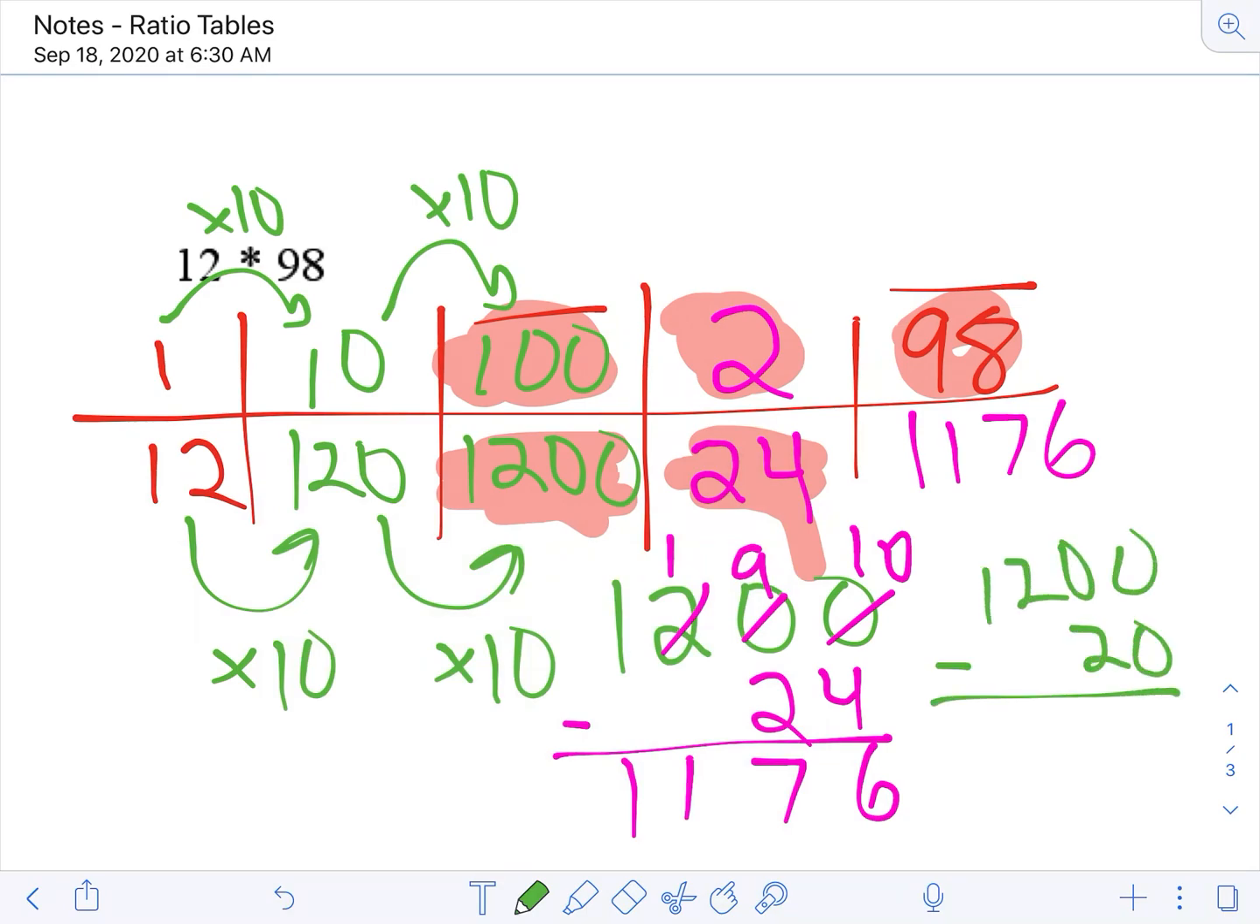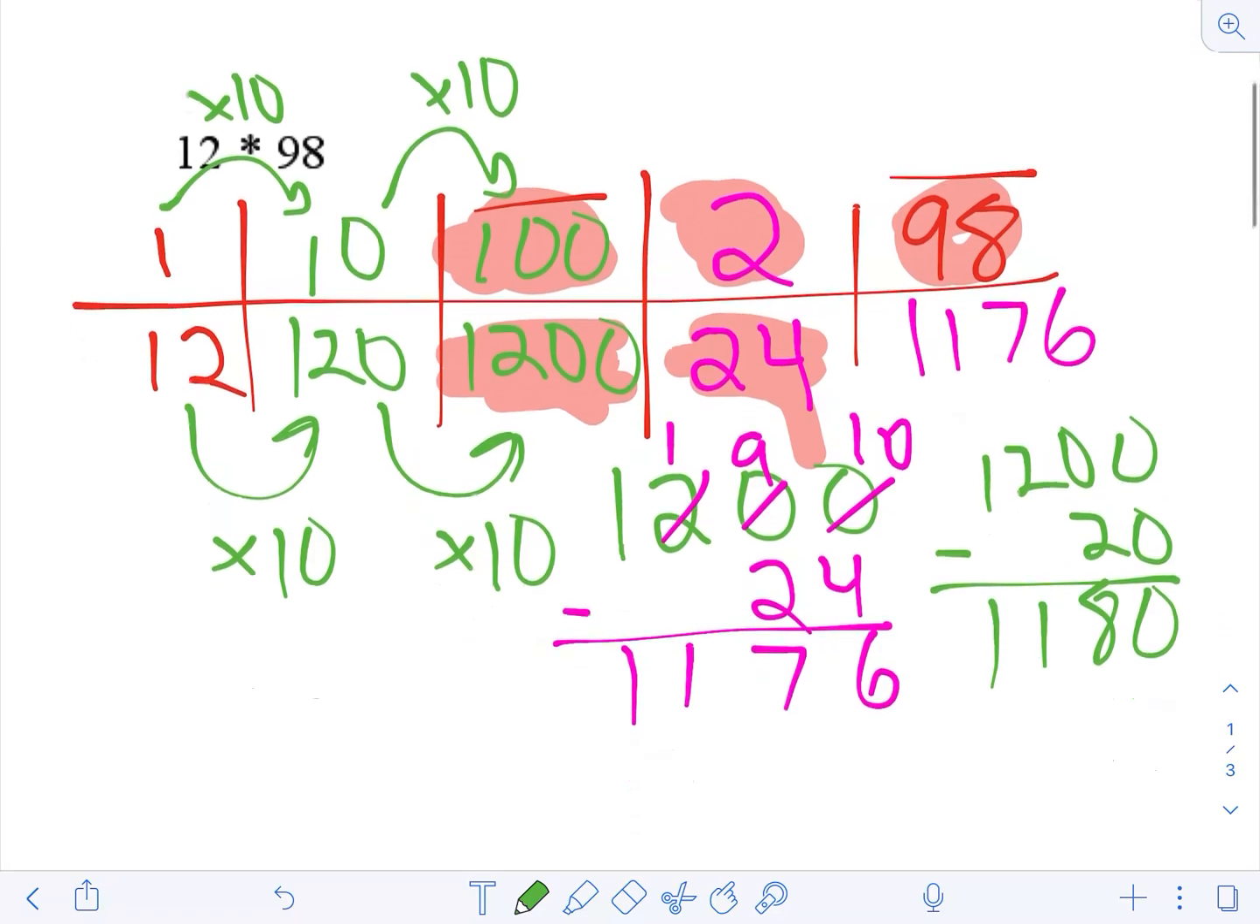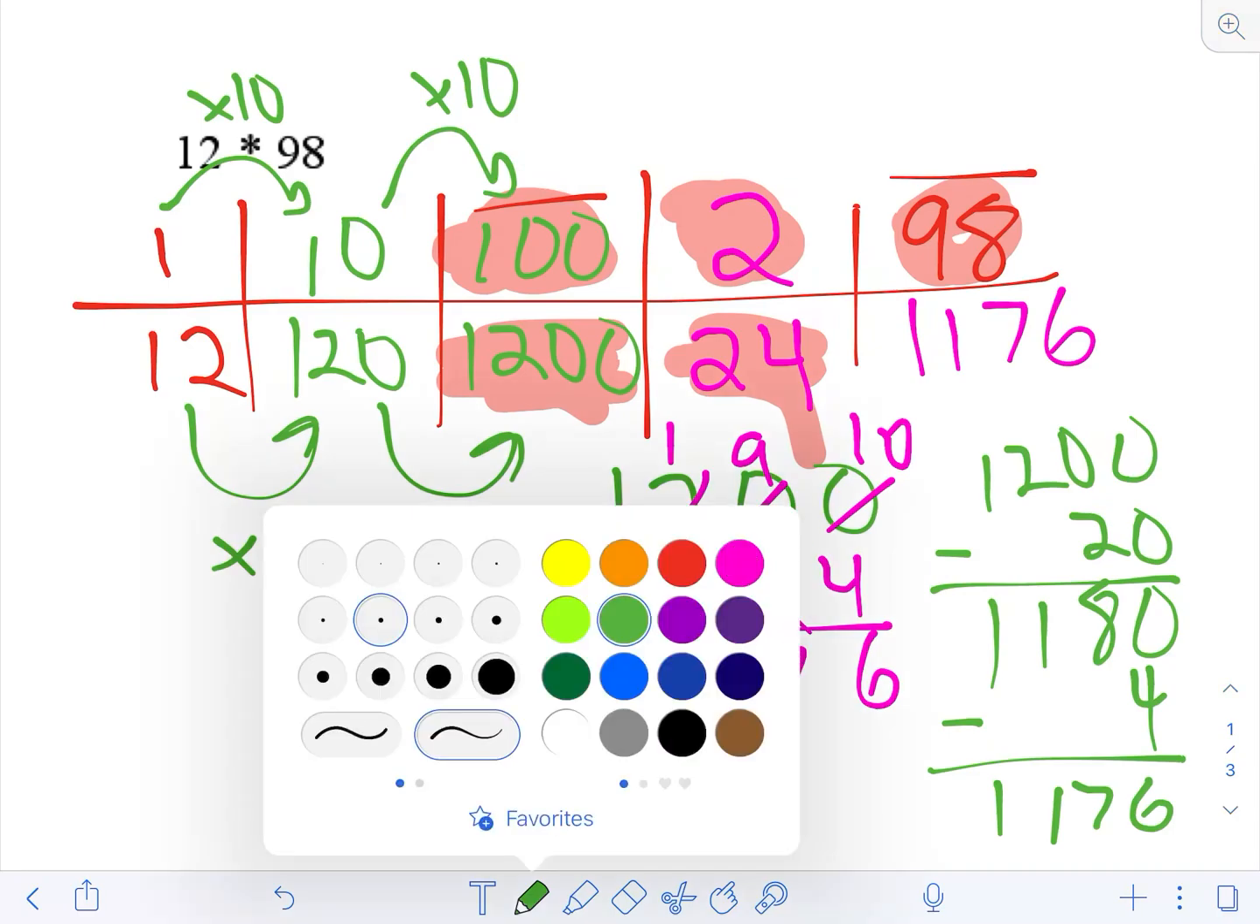Now, what if instead we just found 1,200 minus 20? That's easier. That's going to be 1,180. But then we wanted to take 4 more away. So then that minus 4 is 1,176. You can do it in pieces too. You don't have to do the whole thing. It's whatever you want.